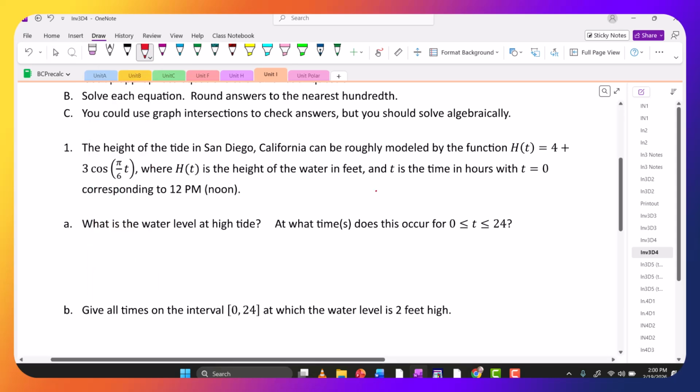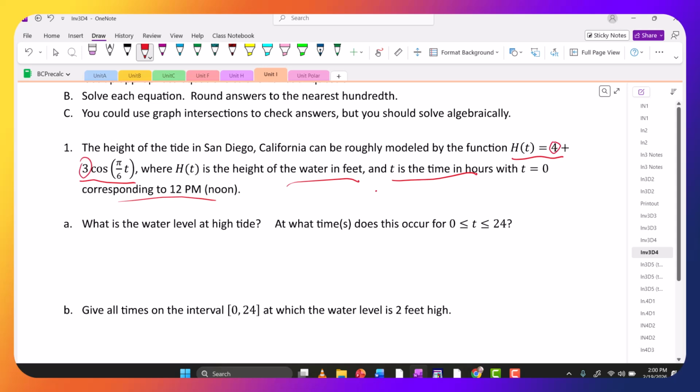All right, so I see this. H of t equals 4 cosine pi over 6t, where the height of the water in feet, time in hours, corresponds to 12 p.m. noon. All right, good. So what is the water's level at high tide? You should actually be able to answer this question before you even go into your calculator. And the answer is, anyone know? Not 6, but what?